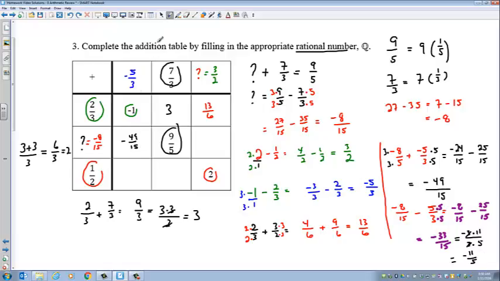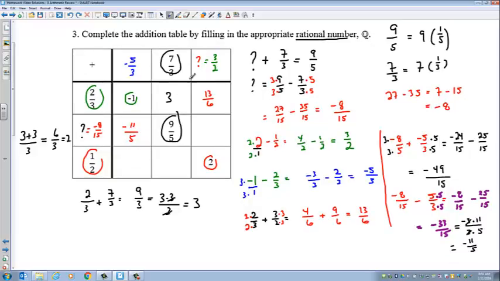So right here, this answer should be, since I wrote down that negative 8 over 15 incorrectly, and we corrected that, it should be what? It should be negative 11 over 5. All right, so let's keep going here.